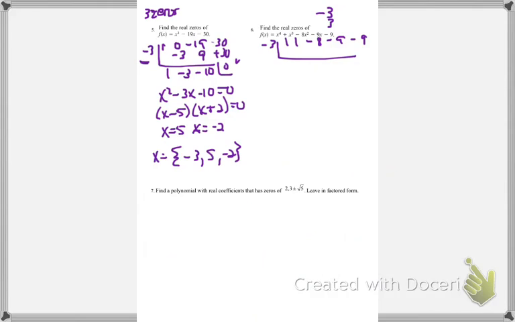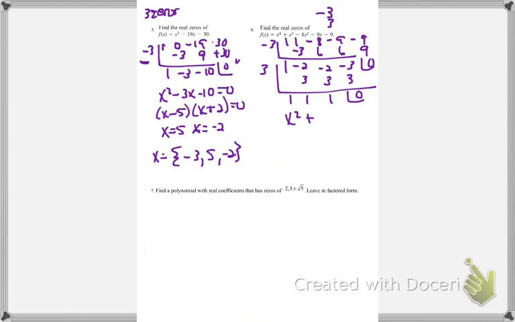Pull out a negative 3. Bring it down and diagonally multiply. Then bring it down and diagonally multiply. Keep the pattern until this is a 0. Now we knew that 3 was also a root, so we're going to bring this down as well. And that should be 0.